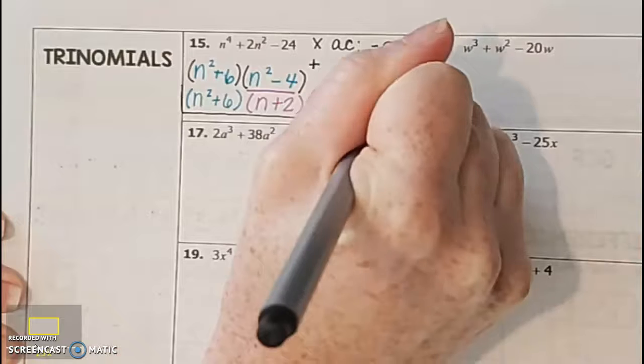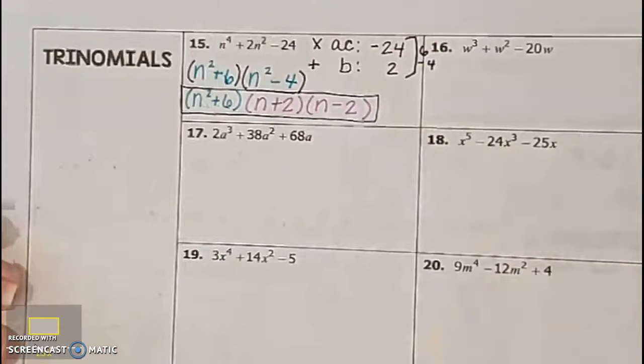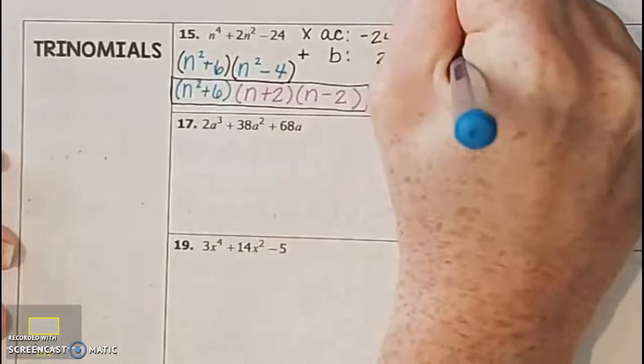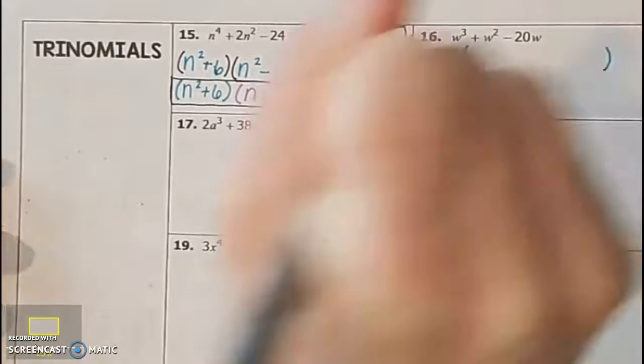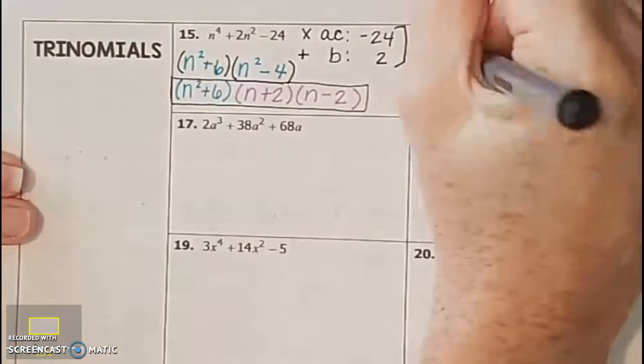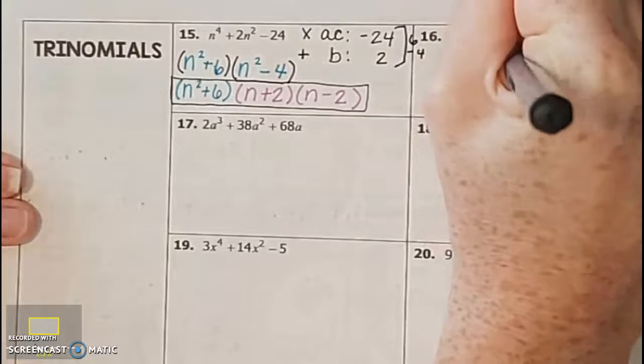All right, let's look at number 16. We see we have a cubic. Is there anything we can factor out here? It looks like each term has a w in common, so that's going to be our GCF. So if we factor out a w, inside we're going to be left with w squared plus w minus 20.